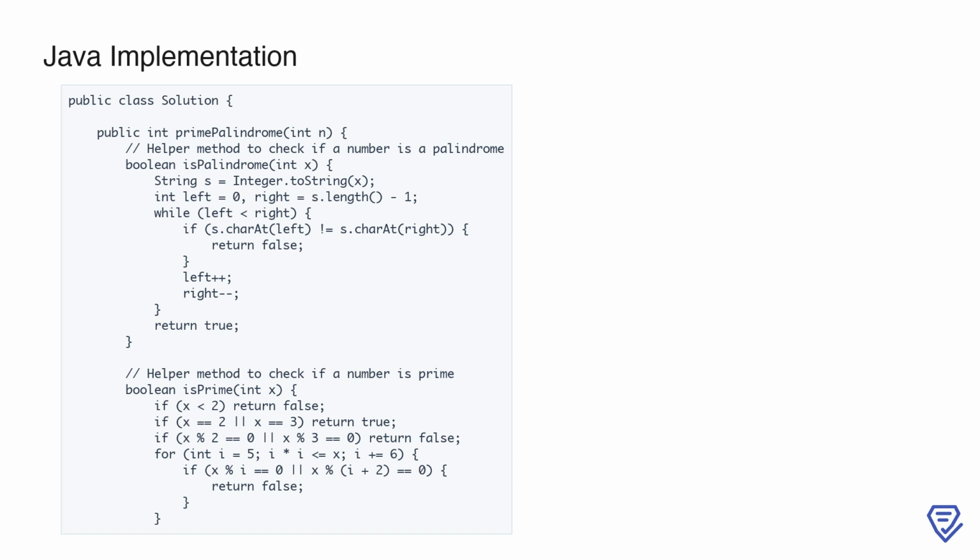Next, we define another helper function, isPrime, to check whether a number is prime. This function handles edge cases, such as numbers less than 2, and optimizes the prime checking process by testing divisors up to the square root of the number. It skips unnecessary checks for even numbers and multiples of 3, reducing computational overhead. The method returns true if the number passes all checks, and false otherwise.